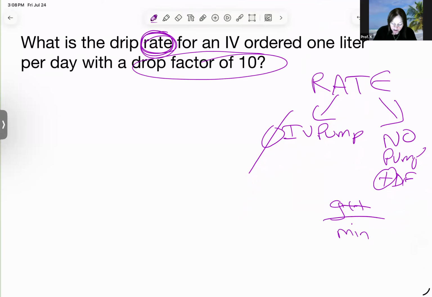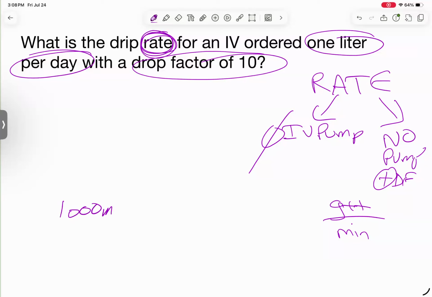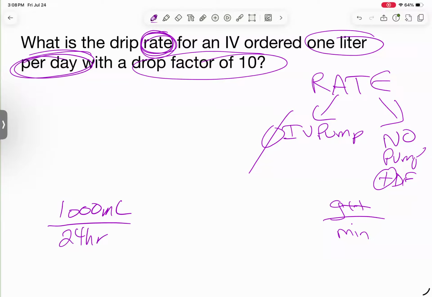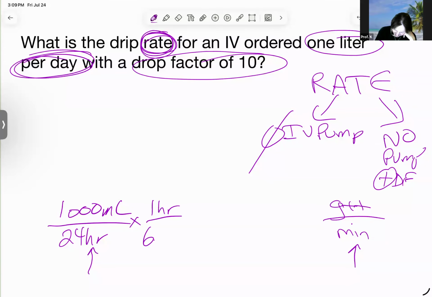So where do I start? The doctor said give what? Volume over time. 1 liter per day. 1 liter is how many milliliters? 1,000. And how many hours are in a day? 24 hours. Now I'm looking for drops and minutes, and I have milliliters and hours. How do I change hours to minutes? 1 hour on the top, 60 minutes. There it is.